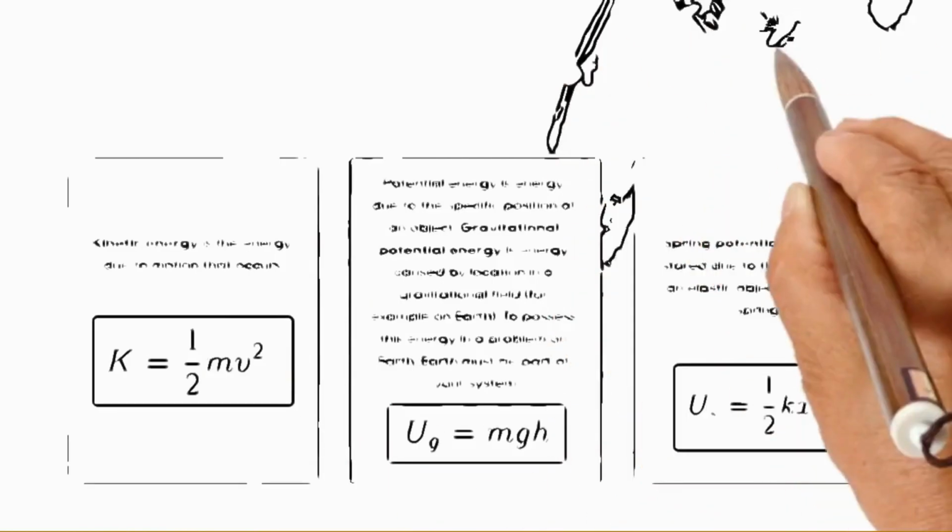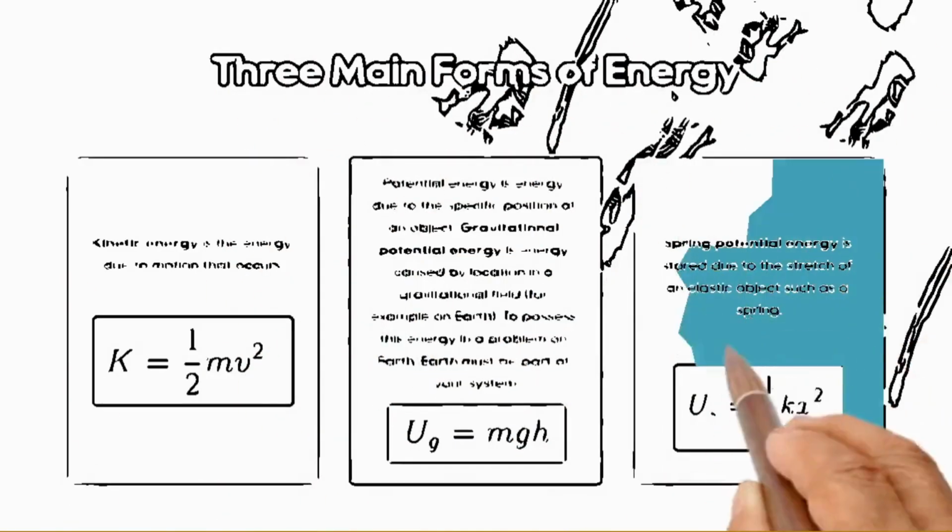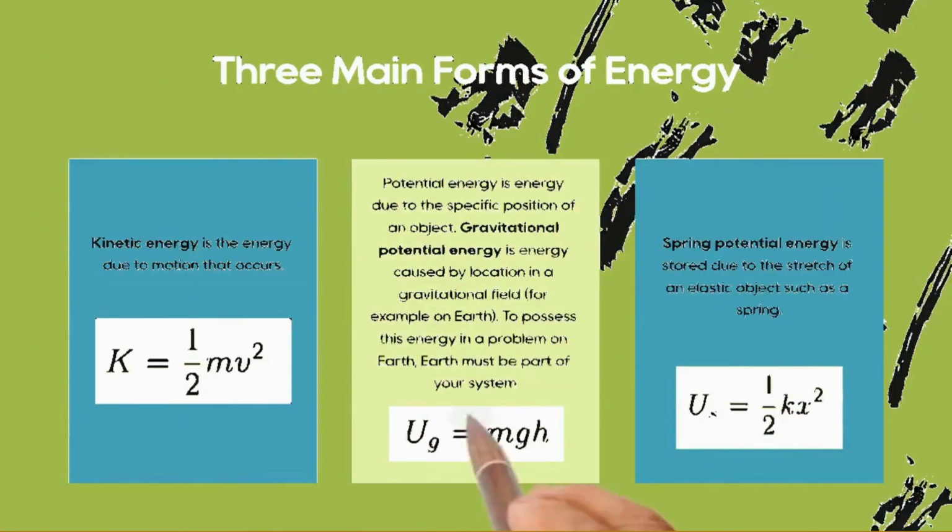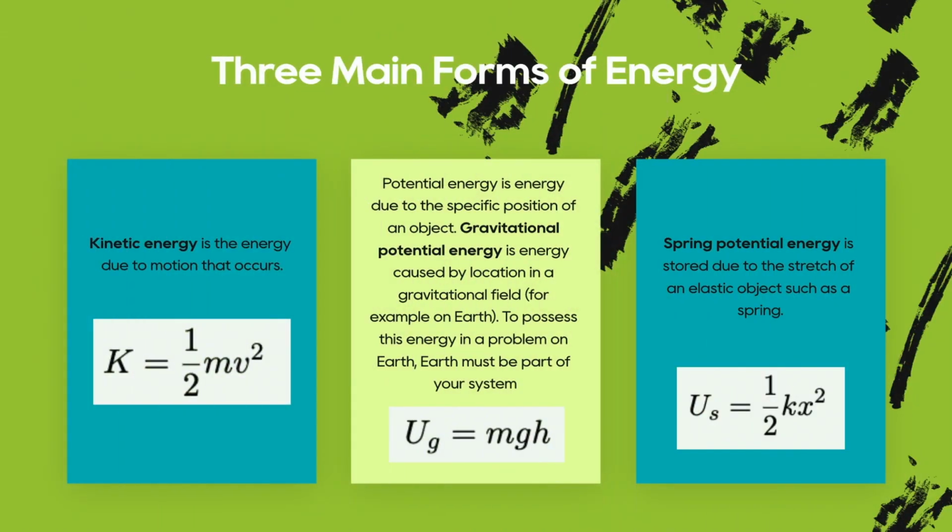Now there are 3 main forms of energy that you will be dealing with. First is kinetic energy, which is the energy of motion, and the formula is 1/2 mv squared. For potential energy, there are 2 types: gravitational potential energy and spring potential energy. Gravitational potential energy is caused by the location of some object in a gravitational field. Spring potential energy is due to the stretch or compression of some elastic object, such as a spring, and the formula is 1/2 k x squared, where k is the spring constant and x is the displacement.